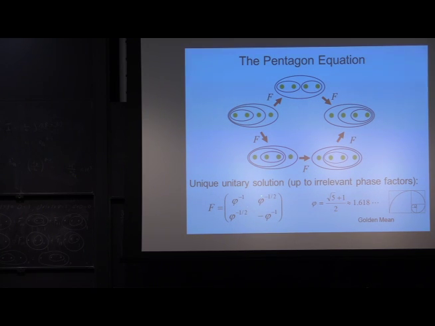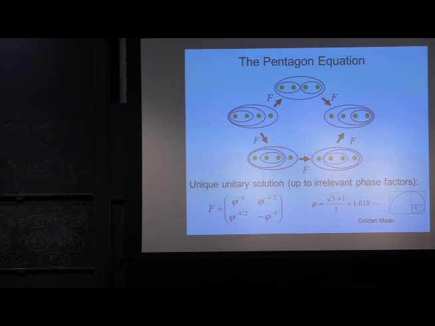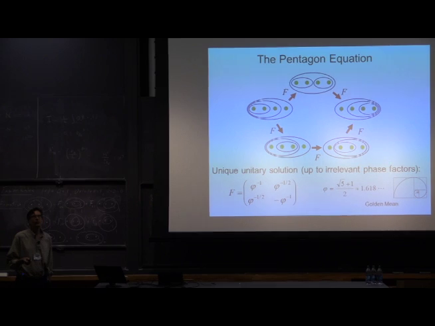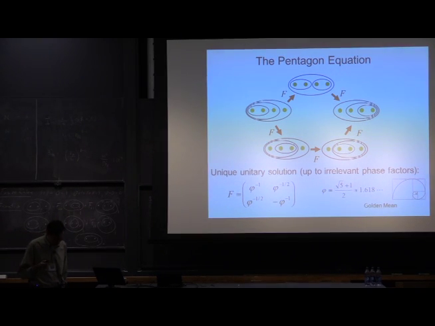There's an irrelevant phase which you can multiply these two elements with, which is essentially a gauge degree of freedom. But up to that, it's unique. And here phi is the golden mean. Okay. So that's the Pentagon equation. Then another remarkable fact is once you've solved the Pentagon equation and made it consistent, you're done.